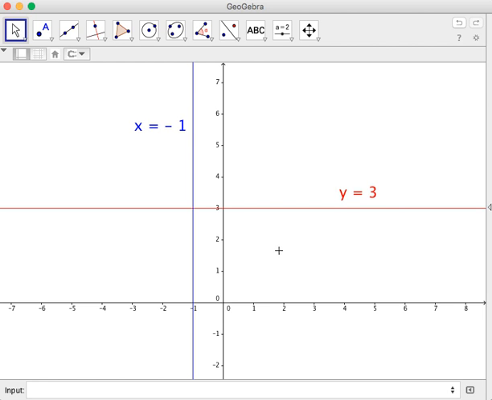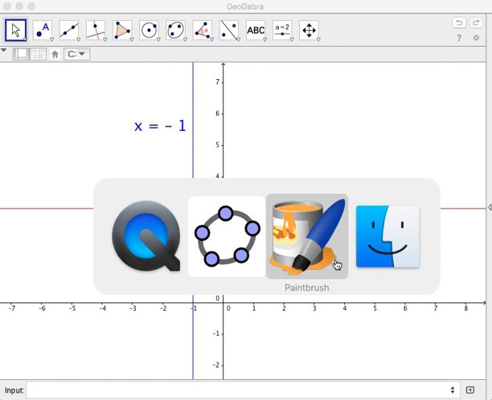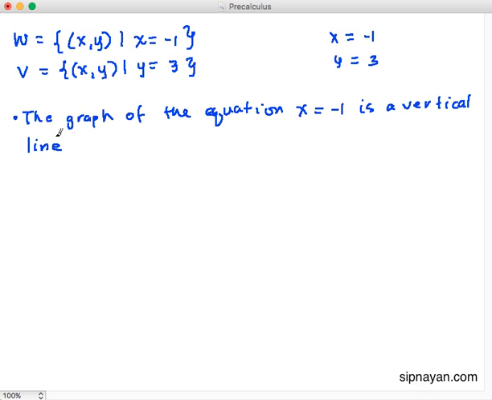So we can say that the graph of the equation x equals -1 is a vertical line passing through (-1, 0), where our x is -1 and our y is 0. So this is its intersection with the x-axis.